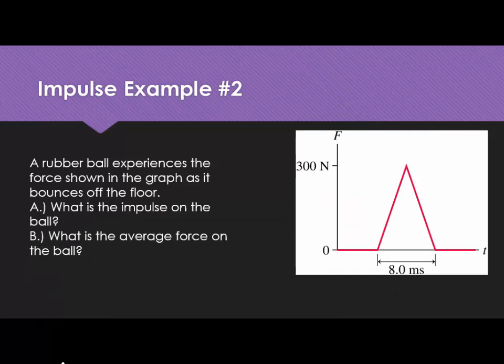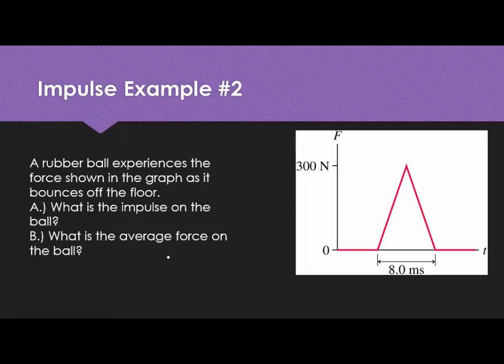Okay, here's another example. It makes us actually calculate it instead of just doing a conceptual little check thing. So a rubber ball experiences the force shown in the graph as it bounces off the floor. Most of the time, force versus time or impulse graphs look like this, where it's a really sharp spike, because they're showing the collision between two objects, in this case the ball and the floor. So you'll see a really sharp spike in a lot of these, which represents the collision. What is the impulse on the ball, and then what is the average force on the ball?